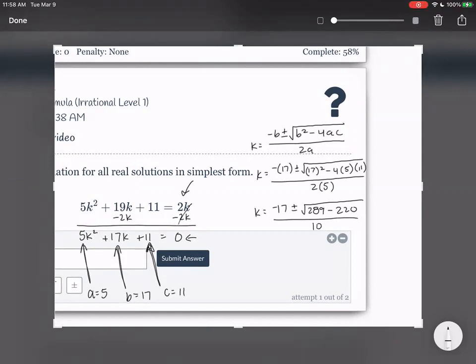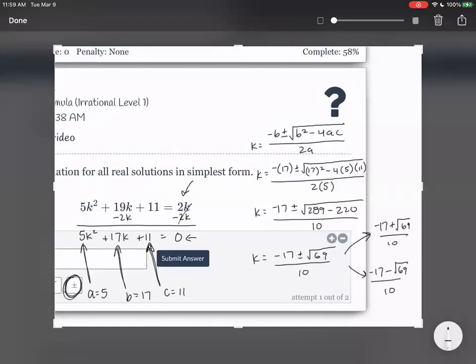Okay, and then let's continue simplifying. Okay, so what is 289 minus 220? That gives me 69. Okay, and then this, I believe, is just your final answer. So we can type it in like this. I could have you write out the two separate answers, so negative 17 plus square root of 69 over 10, and also negative 17 minus the square root of 69 over 10. There are two answers in here.